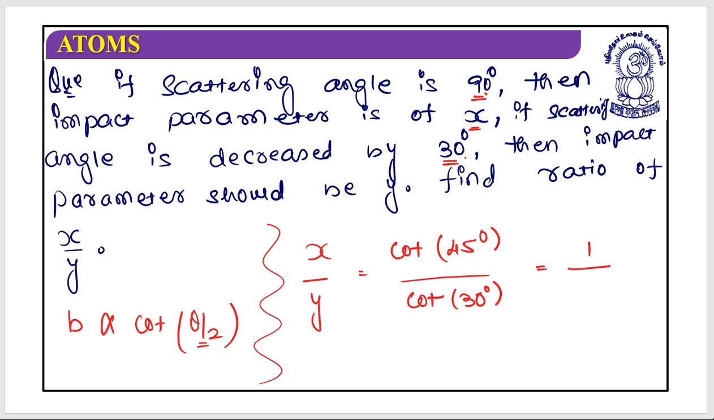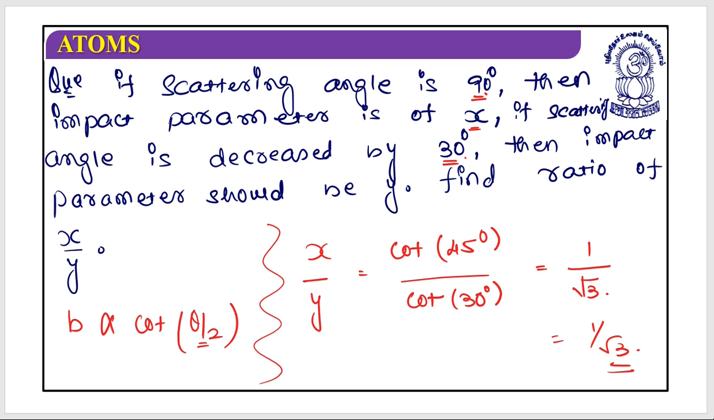So cot 45 is 1, and cot 30, what is it? Yes, tan 30 is 1 by root 3, so cot 30 is root 3. So the ratio is 1 is to root 3. I hope this is clear. Is it clear? Any doubts? Is there anything?